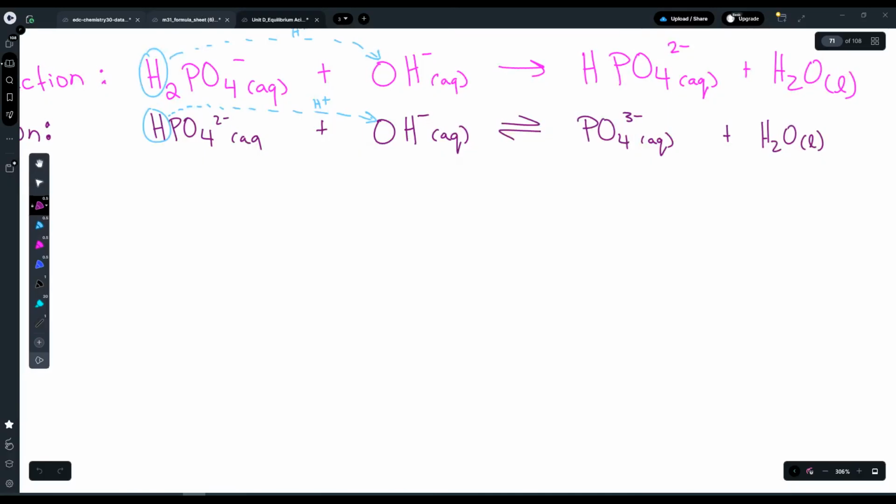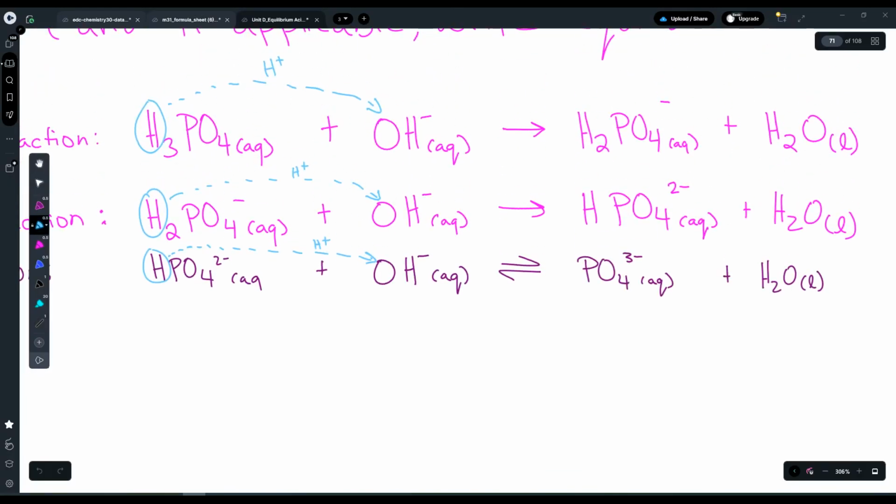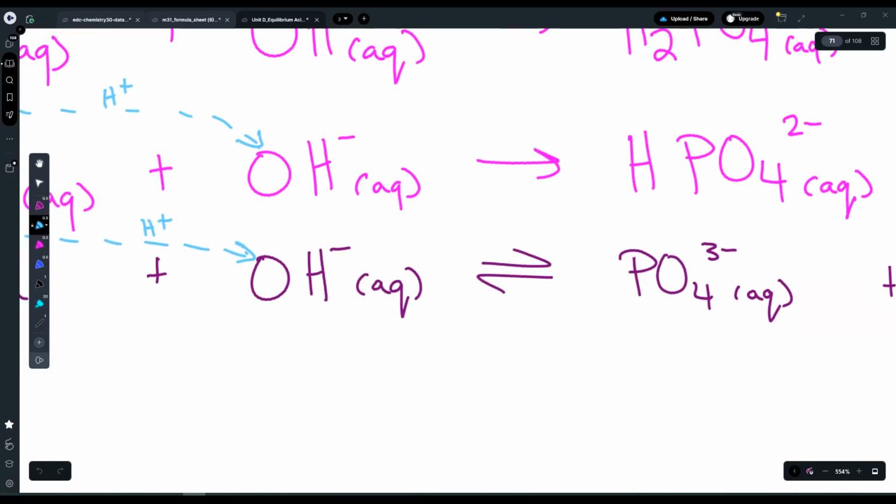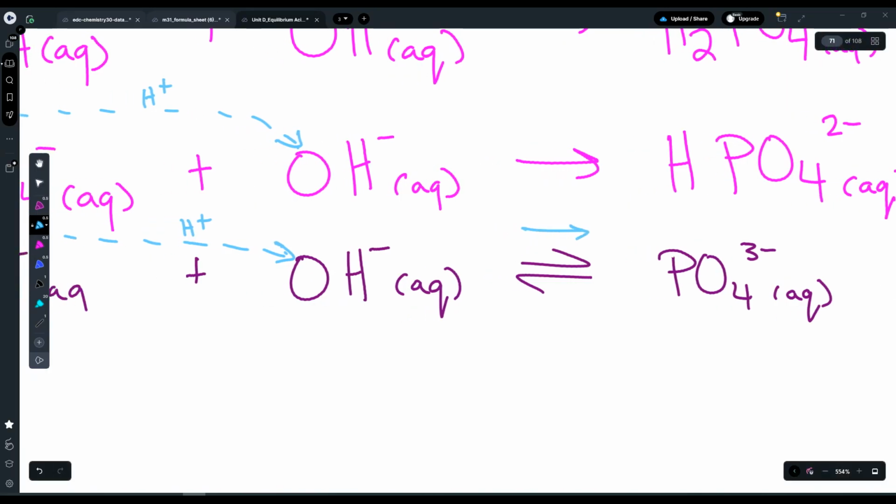So how am I going to represent that? There's a couple ways to represent that, and we went over that on page 46. But I'm just going to say forward reaction is favored. This is how I'm communicating it.